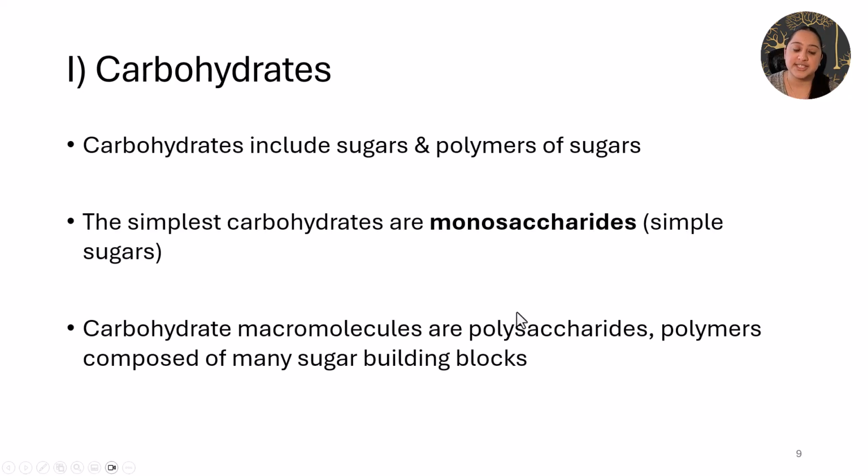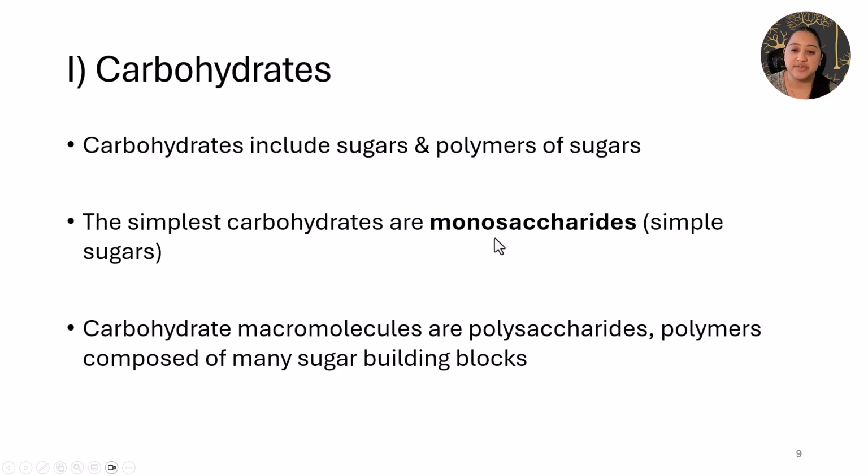So carbohydrates include sugars and polymers of sugars. Carbohydrates are a polymer, and the monomers are the little building blocks that we call monosaccharides, and we more commonly call them simple sugars. So the simplest carbohydrates are monosaccharides, and we can just call them simple sugars. And then if you link one sugar to the next, then you are building a polymer of those sugars. So carbohydrate macromolecules are polysaccharides.